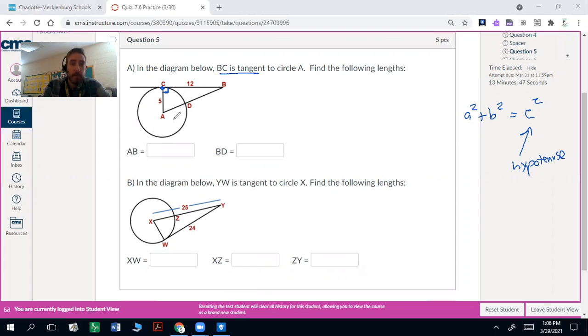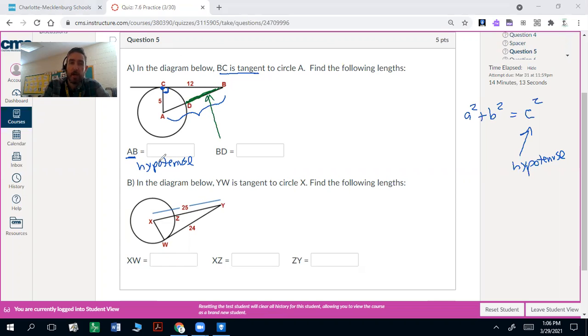I want to know the following lengths. I want to know AB and BD. So AB is the entire segment. That's the hypotenuse. And then BD is a portion of that hypotenuse, which we don't have. We'll have to get that last. So BD is this information here that I'm going to find out later.